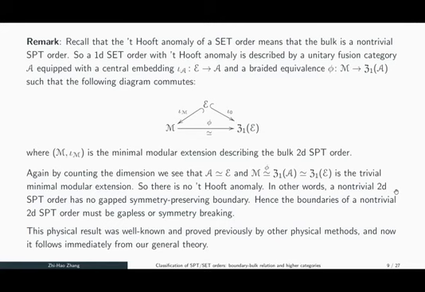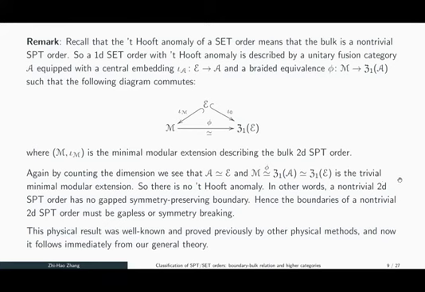The left-hand side is M. It is a minimal module extension just described in a bulk 2D SPT order. But we can still count the Frobenius-Perron dimension, and we see the Frobenius-Perron dimension of M is the square of the Frobenius-Perron dimension of E. And so still the Frobenius-Perron dimension of A is equal to that of E.